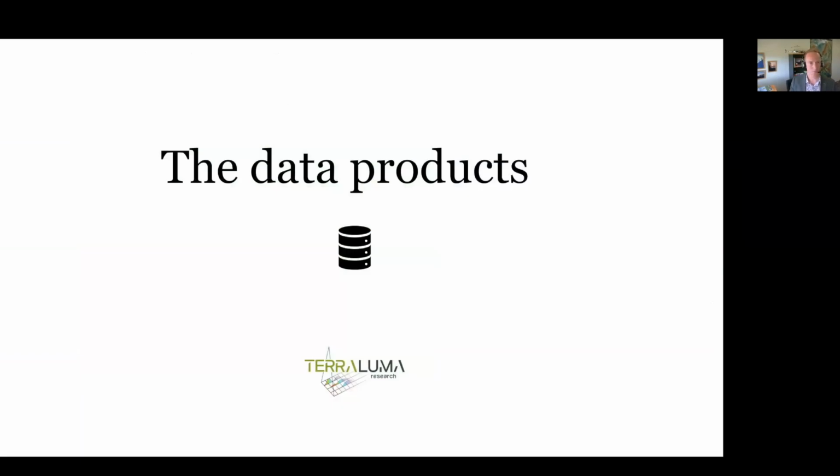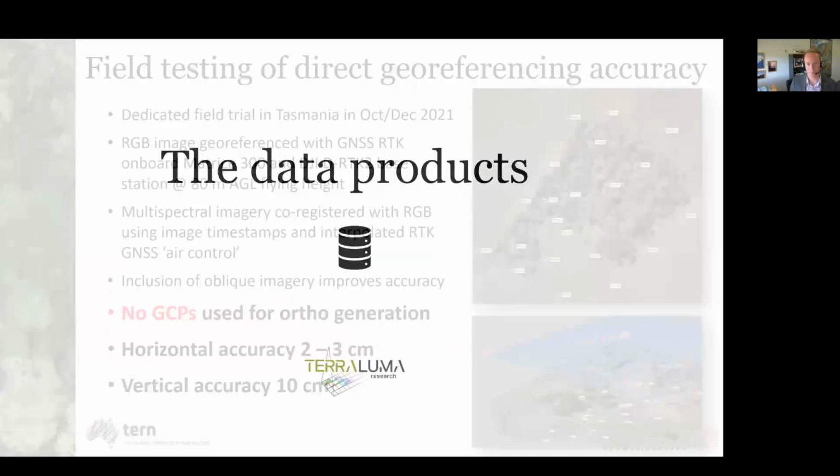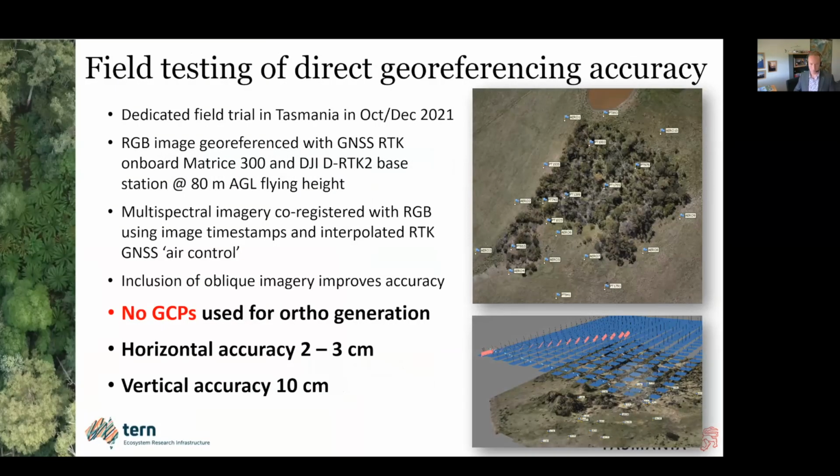So there are some examples here of the data products to give you a bit of a feel. So first, we did a direct georeferencing trial. So we put out a lot of ground control points purely as external validation. These were measured with geodetic GNSS field equipment. So we picked up these ground control points in the final orthomosaic and 3D models generated by our workflow. So no GCPs were used to generate the ortho.